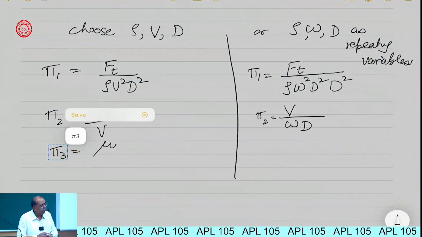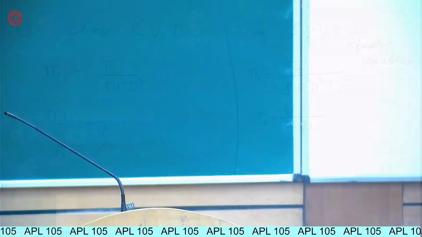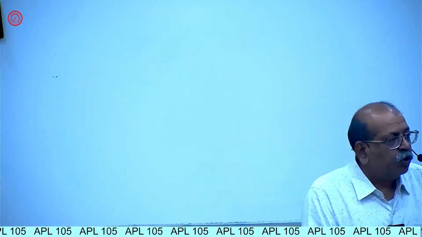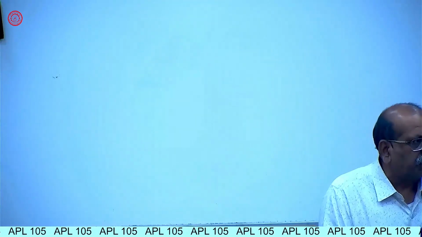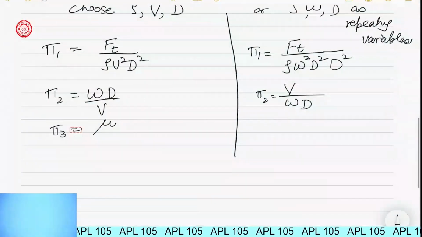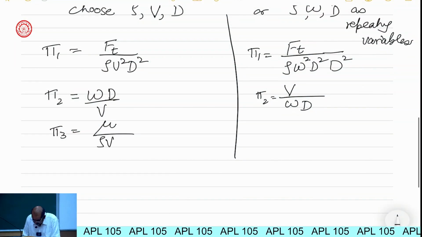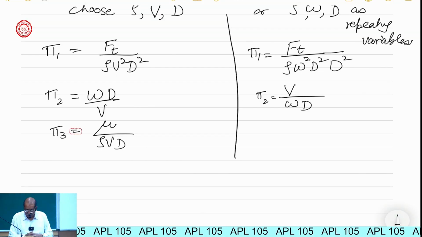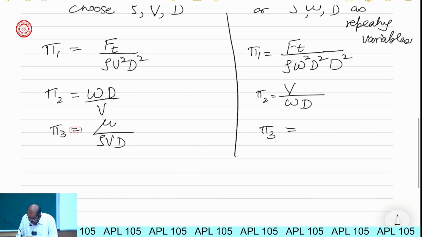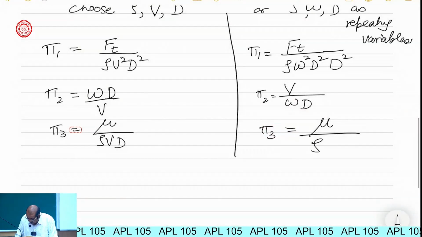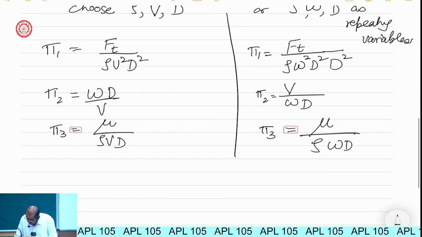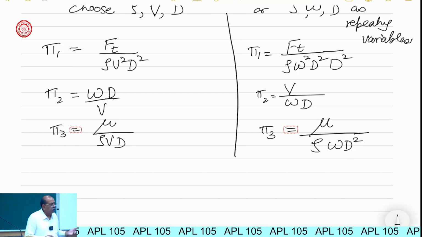has to be formed with mu. So now whenever mu comes, either you do it m by LD or you remember Reynolds number. What is Reynolds number? Rho Vd upon mu. So therefore mu divided by rho Vd. And if I'm using this set, then it will be mu divided by rho Vd, where Vd will be omega d square. So I can directly do this by inspection.